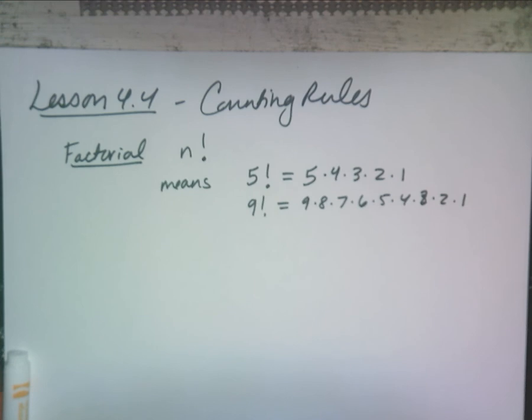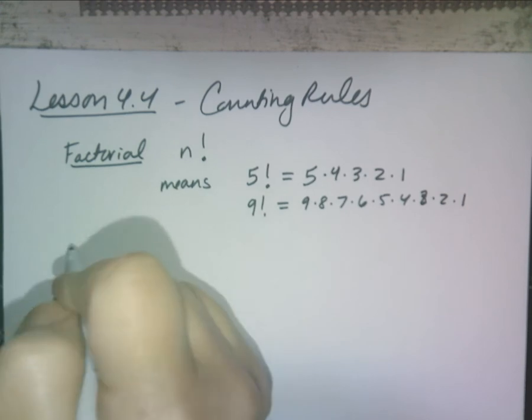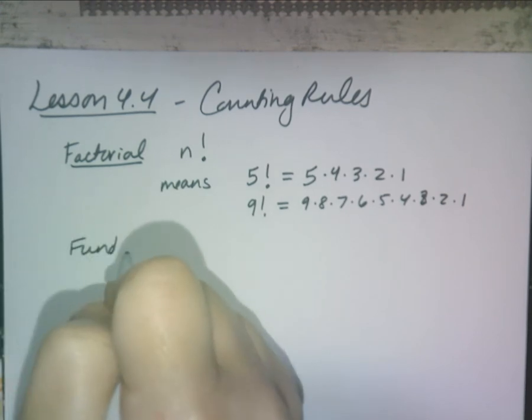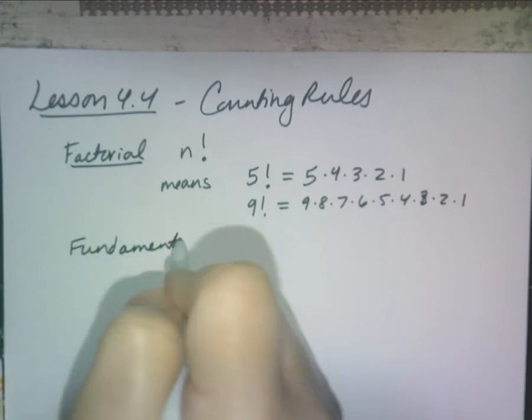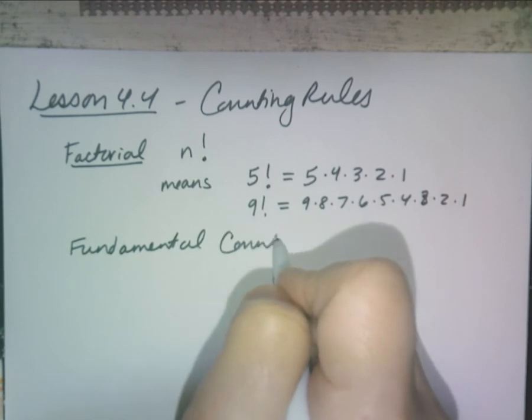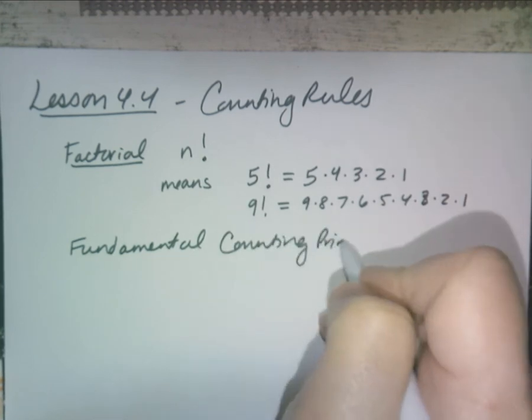That's what factorial means. That is going to be important because those are inside of the formulas we're about to use for permutation and combination. Now, before that, there's something called the fundamental counting principle.